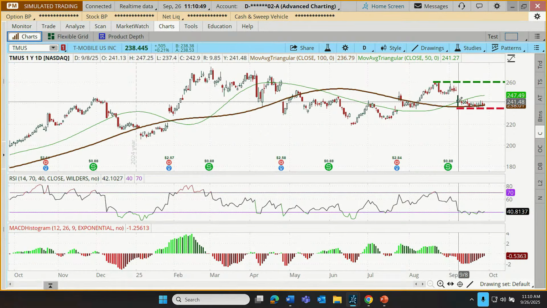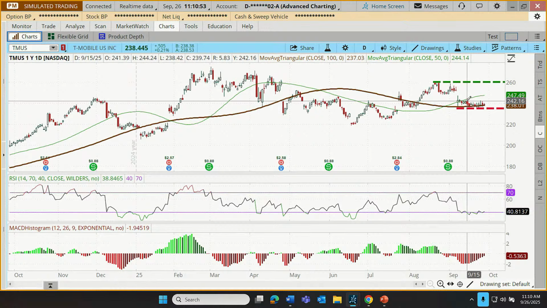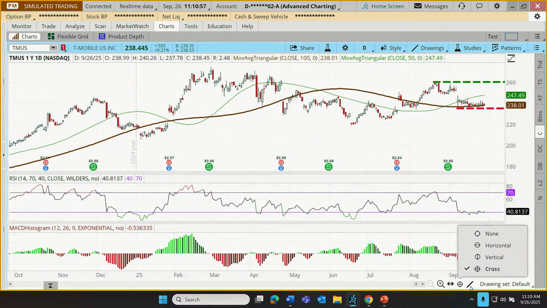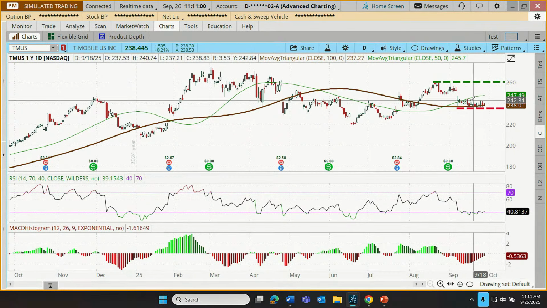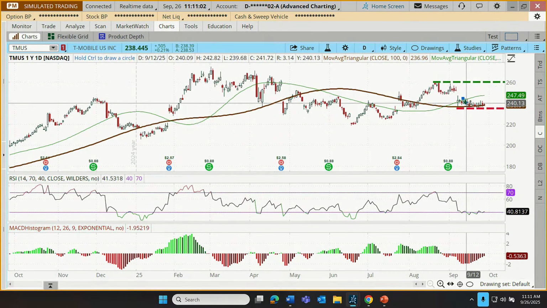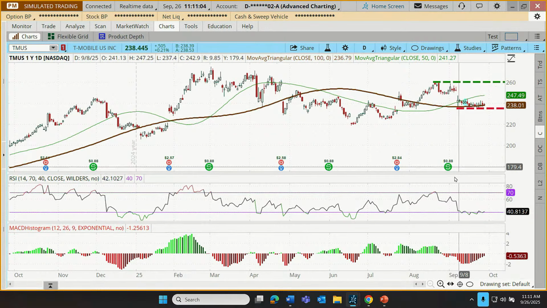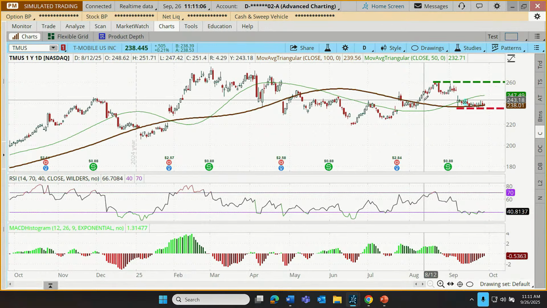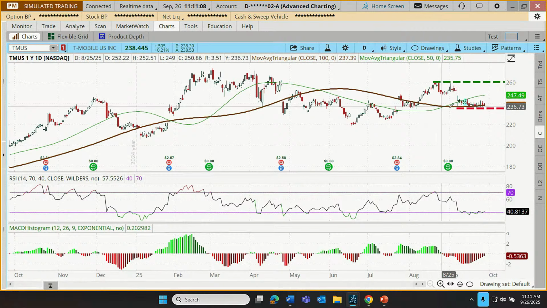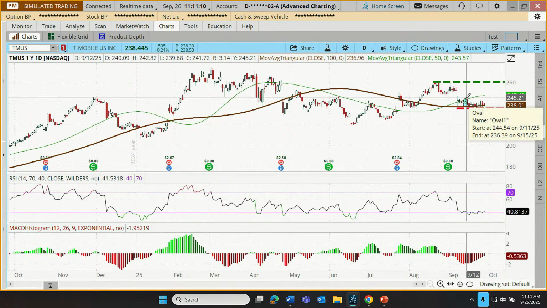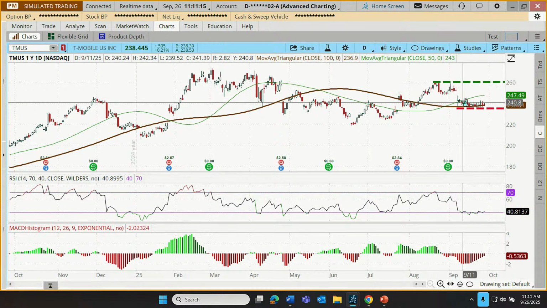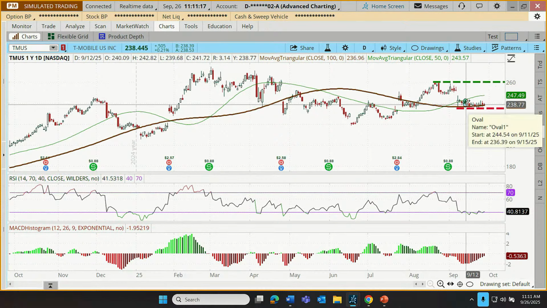Okay. So that was right, yep, right there. Let me put an oval around that to highlight that date. Well, there's our 12. This was our entry. And what we'll notice here is that in this case, we look at a 50 versus a 100 period triangular moving average. The 50 was above the 100.